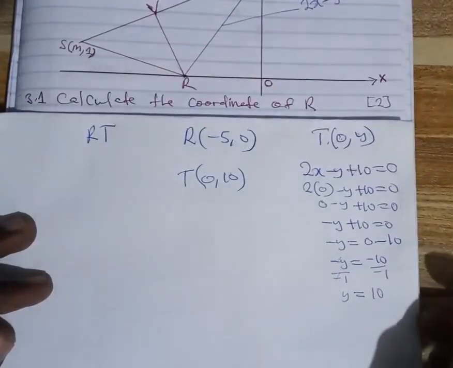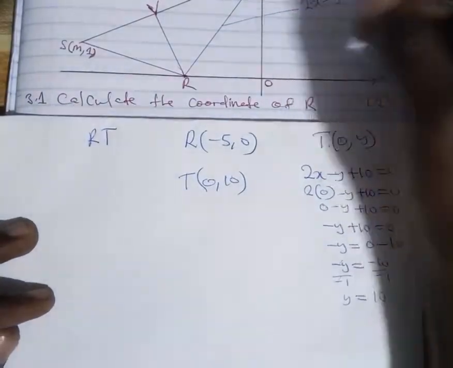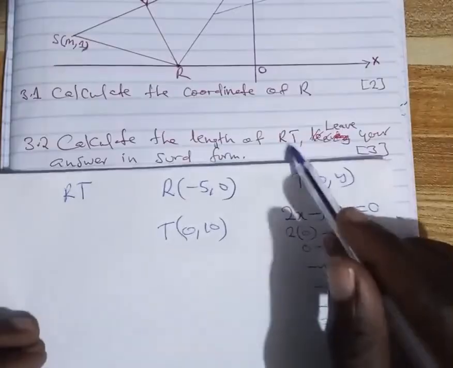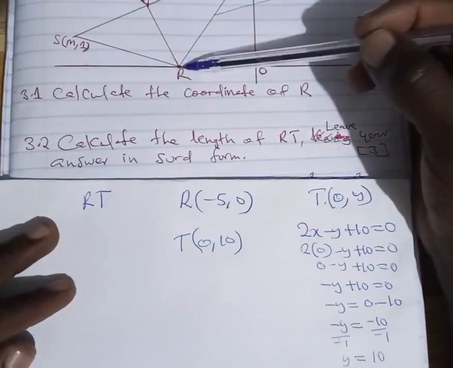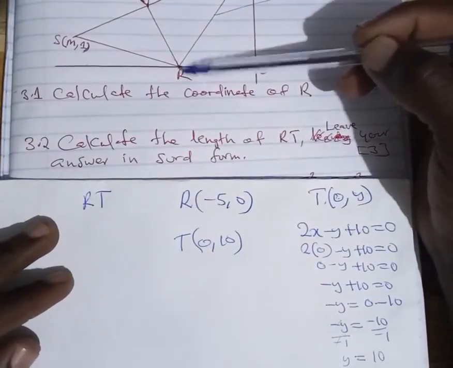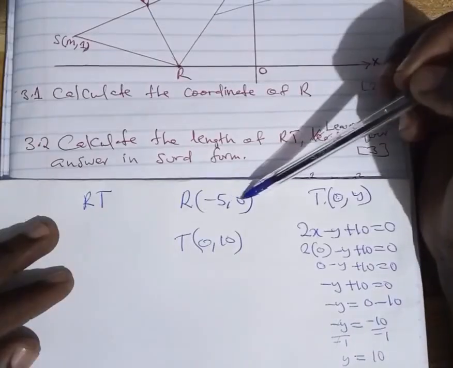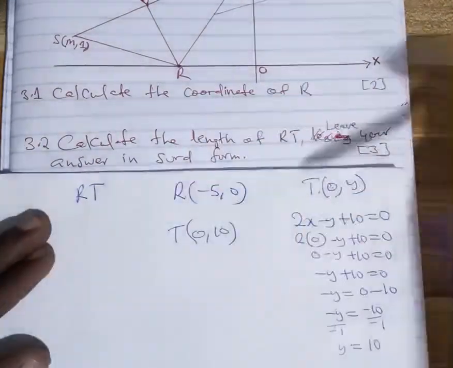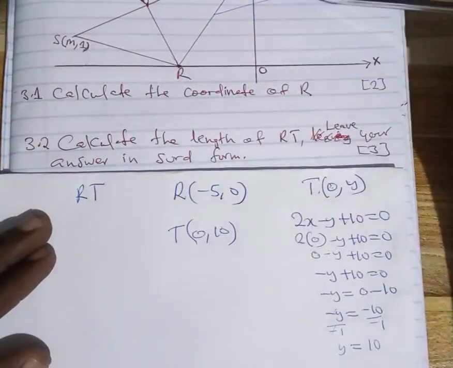So, to find the distance, the length of TR, we need the coordinate of R and the coordinate of T. The coordinate of R we already have from question 1, which is (-5, 0). The coordinate of T we have found. The coordinate of T, we use the same equation which is given.